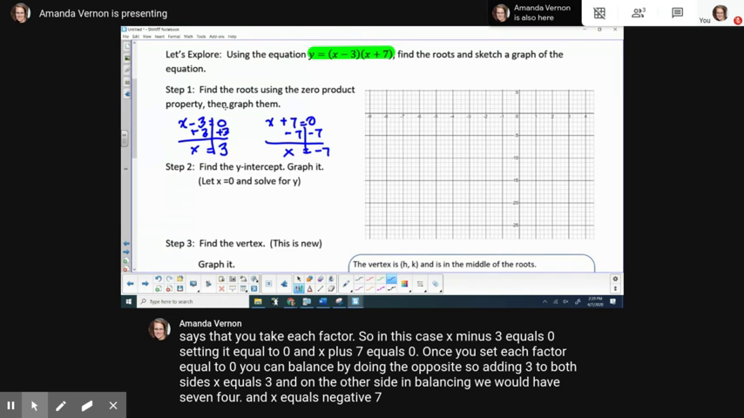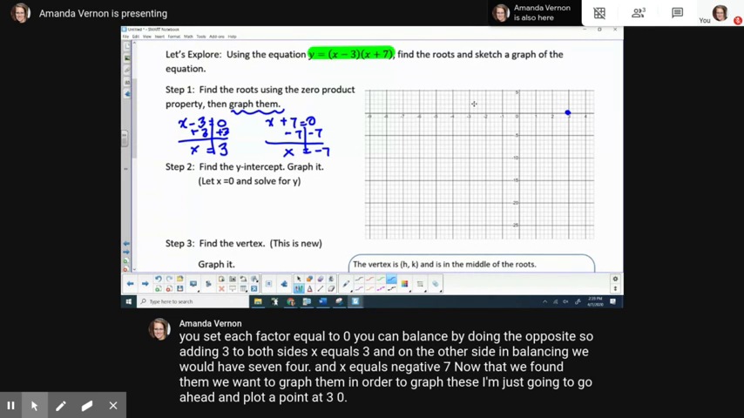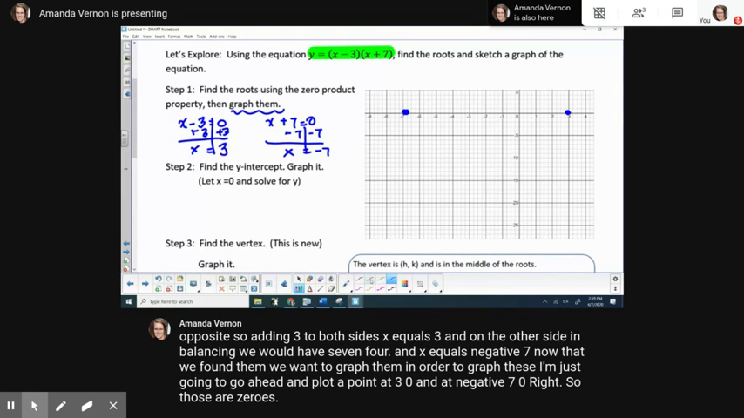Now that we've found them, we want to graph them. I'm just going to go ahead and plot a point at 3, 0 and at negative 7, 0. Right, so those are our zeros. We've successfully done step 1. Step 2 says find the y-intercept and graph it.